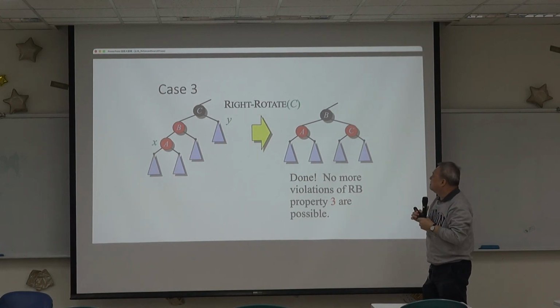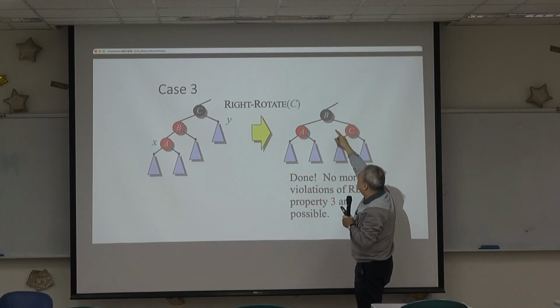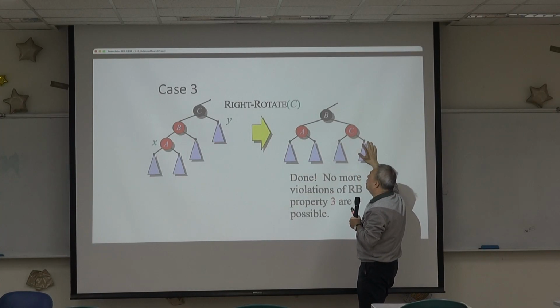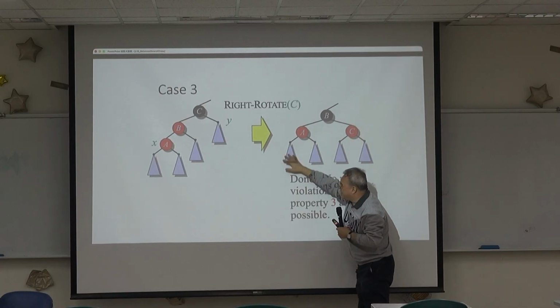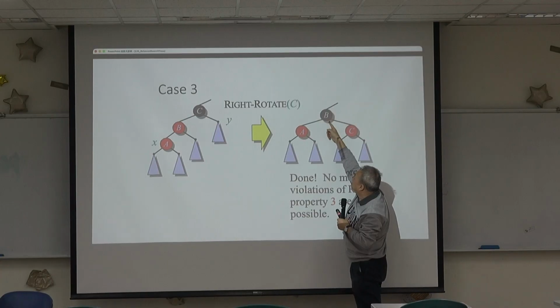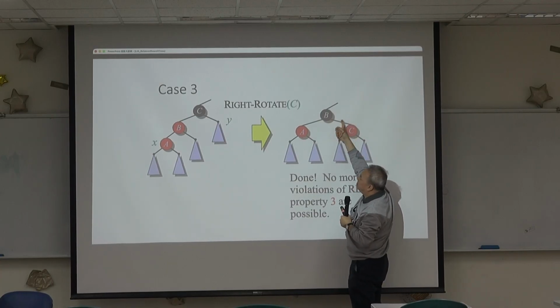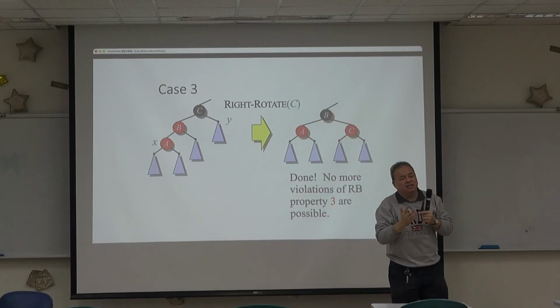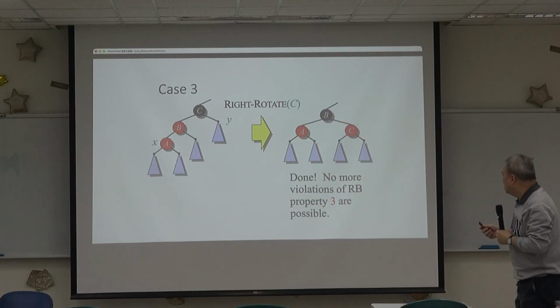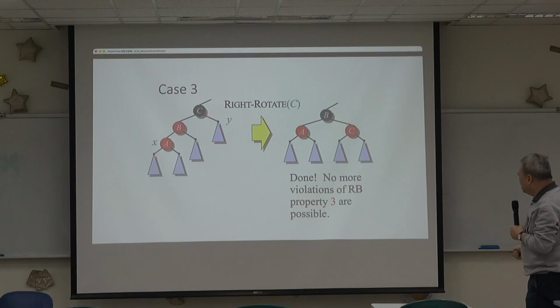Why? Because all the violation has been resolved locally, because the top part is black. So no matter whether the parent is red or black, it does not violate any property. And the other parts remain okay.